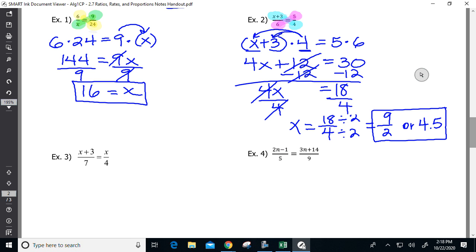Questions before we do 3 and 4? Three and 4, and we almost done. Round the third, and heading for home.